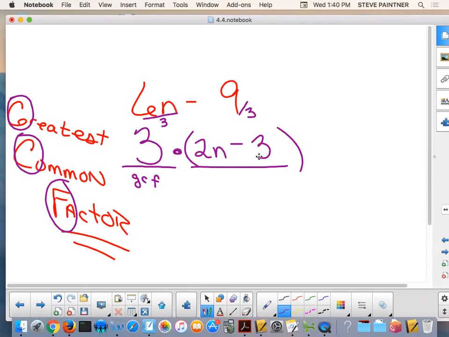Would you agree that this times this is 6n minus 9? Just do it in your head quick. 3 times 2n is 6n, and 3 times negative 3 is negative 9. It works. Now, I gave you probably one of the easiest GCF problems I can give you. Now let me get you a little tougher one.